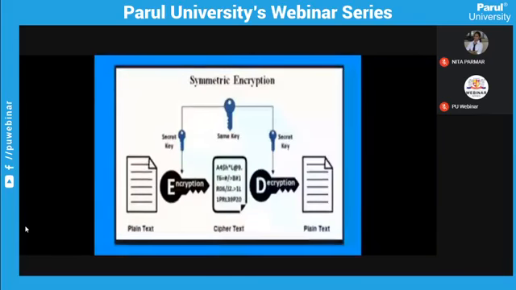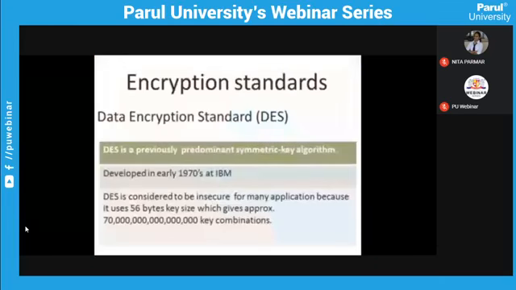So if the secret key is known to a hacker, then he may easily understand what the actual message is. So we have to make sure that the secret key is stored secretly, and sharing the secret key is the major concern in symmetric encryption. So let's see an example of symmetric encryption.